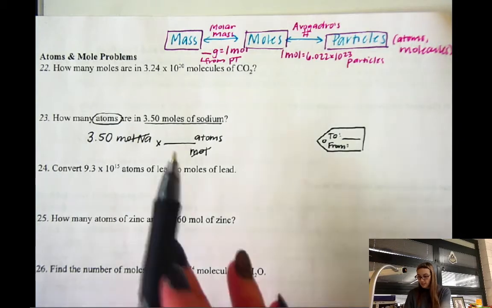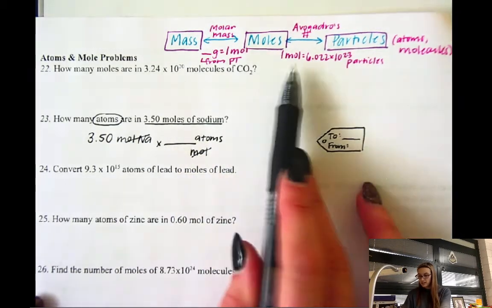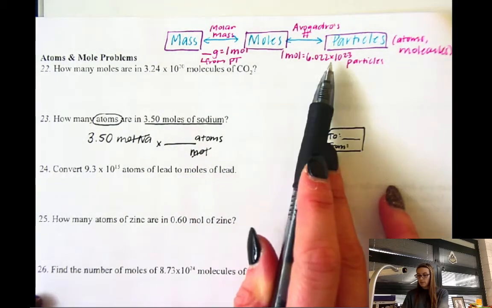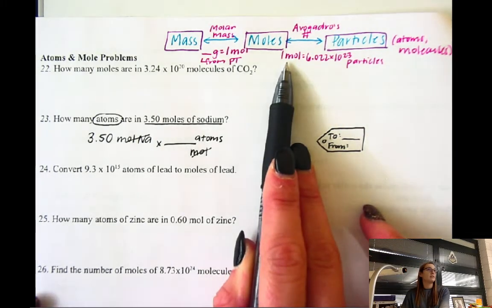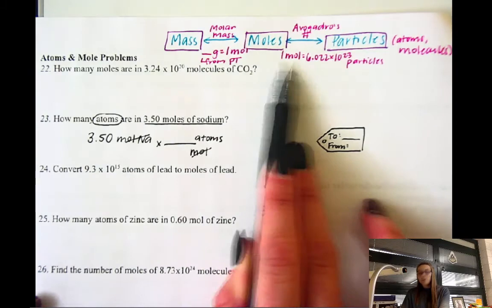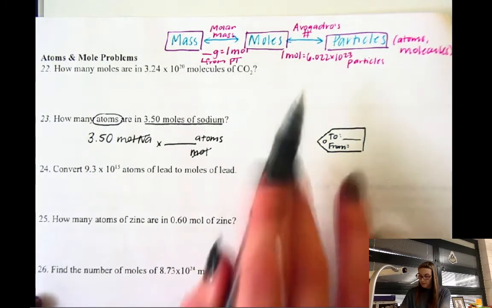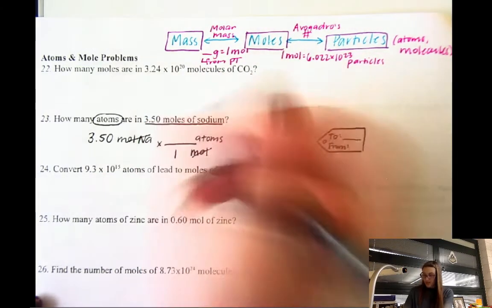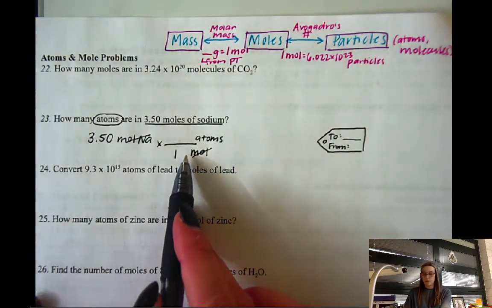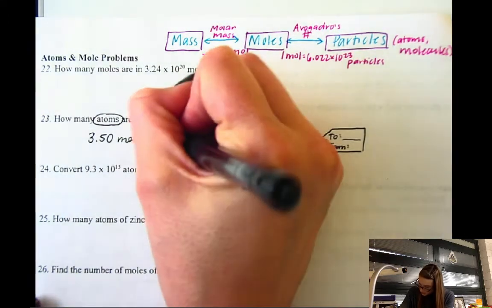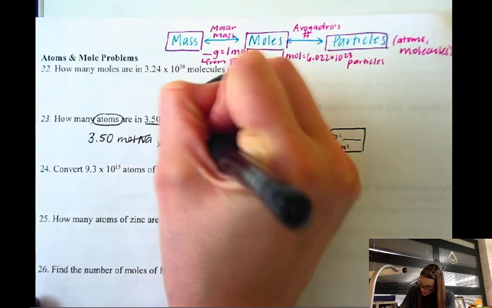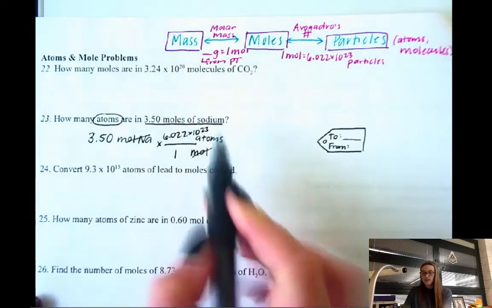Now, to figure out the conversion factor that goes in here, we know we're going between moles and particles. You just look at what we wrote down right here. For every 1 mole, right, the number in front of mole is a 1. That goes in front of mole here. For every 1 mole, there are 6.022 times 10 to the 23rd atoms.